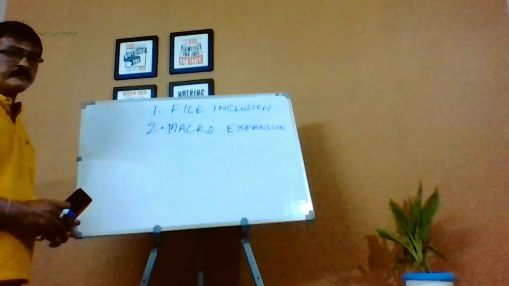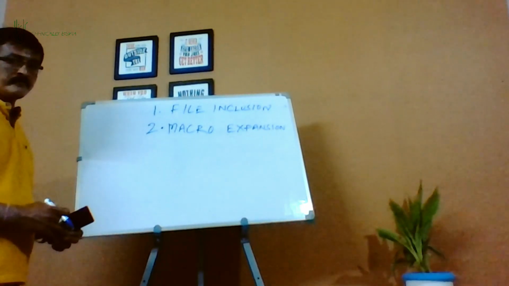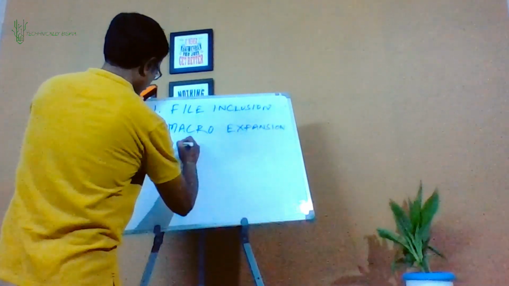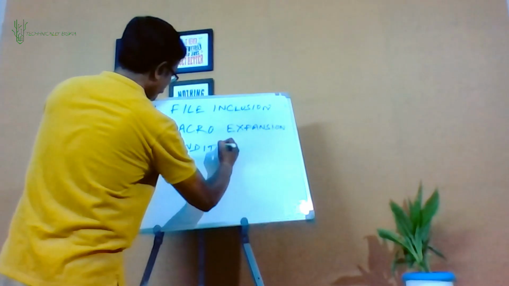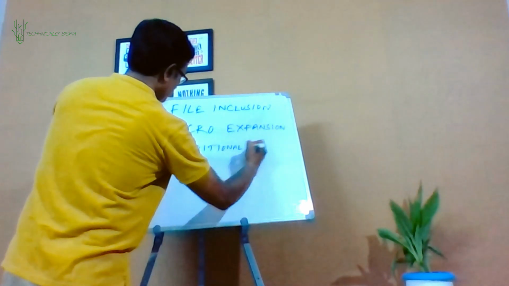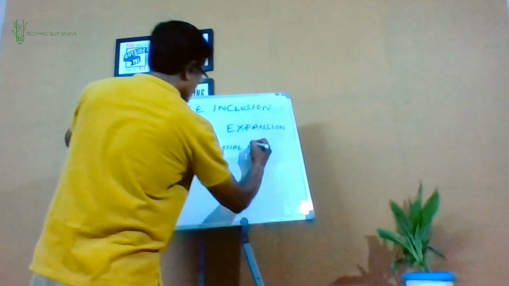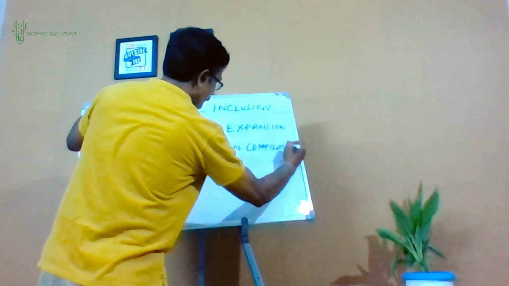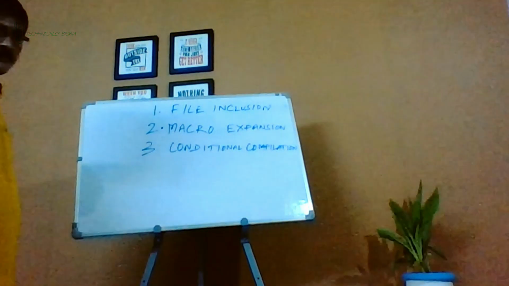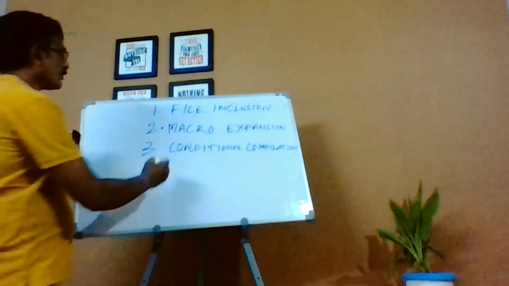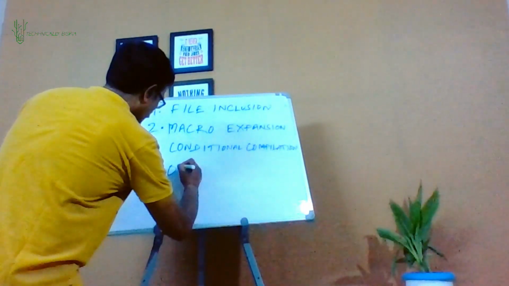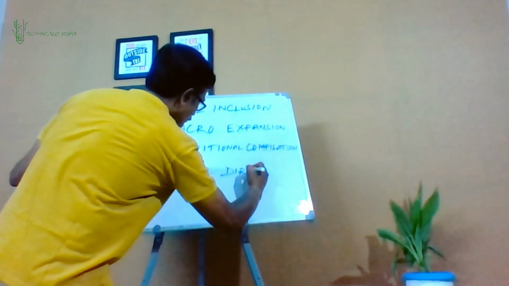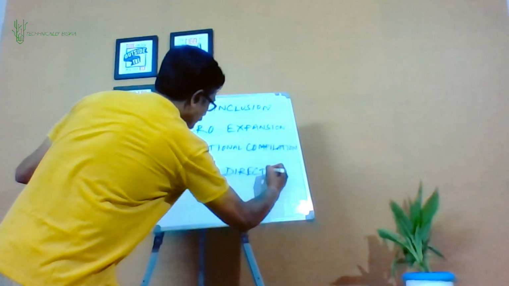Have a look how it looks like. Macros. Later on we will discuss it in details. 3. Conditional compilation. Parts of a program are compiled based on certain condition. Alright. Fourth one is other directives, or you can also call it miscellaneous directives.